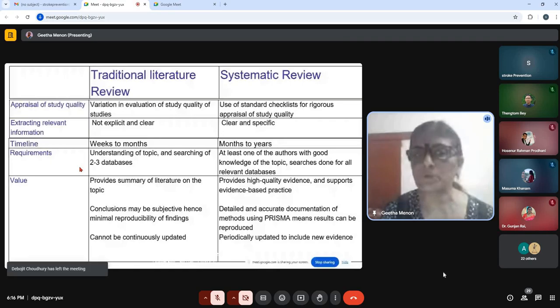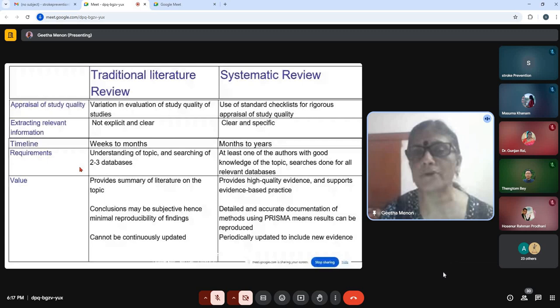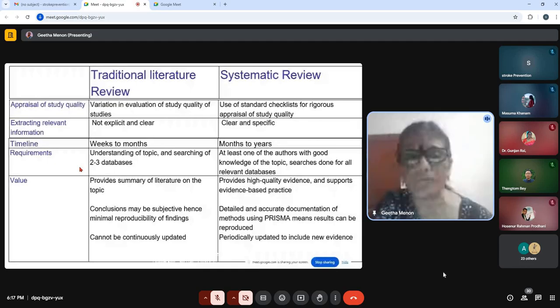Extracting information is also clear and specific in a systematic review, whereas in a traditional review it is not explicit. It takes almost 8 to 12 months for a systematic review till its publication, whereas a traditional review can be ready in 1 or 2 weeks, because you are not subjecting it to a process of rigorous steps. For a traditional review, you need a subject expert as the author, and the searches have to be done from relevant databases. A subject expert can still write a narrative review.